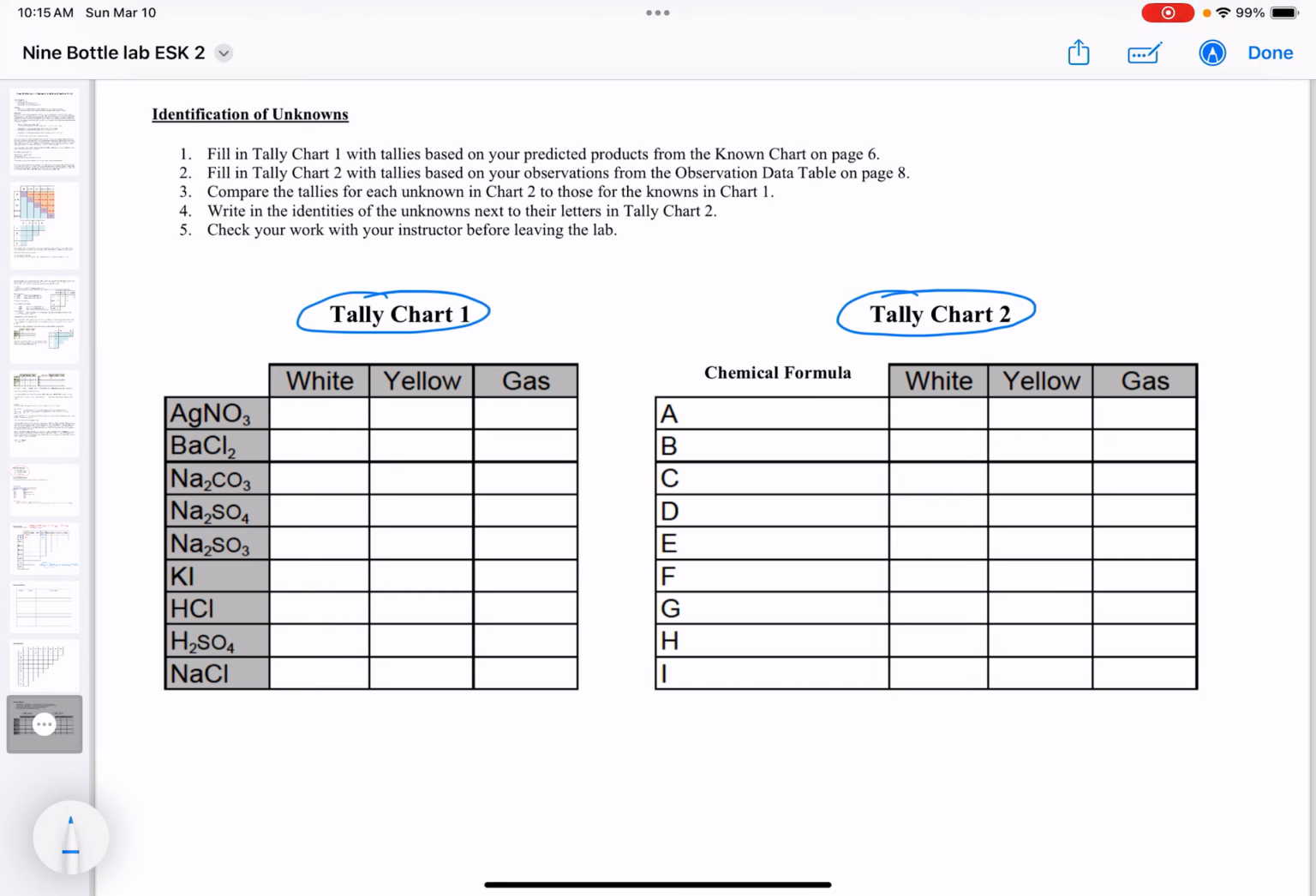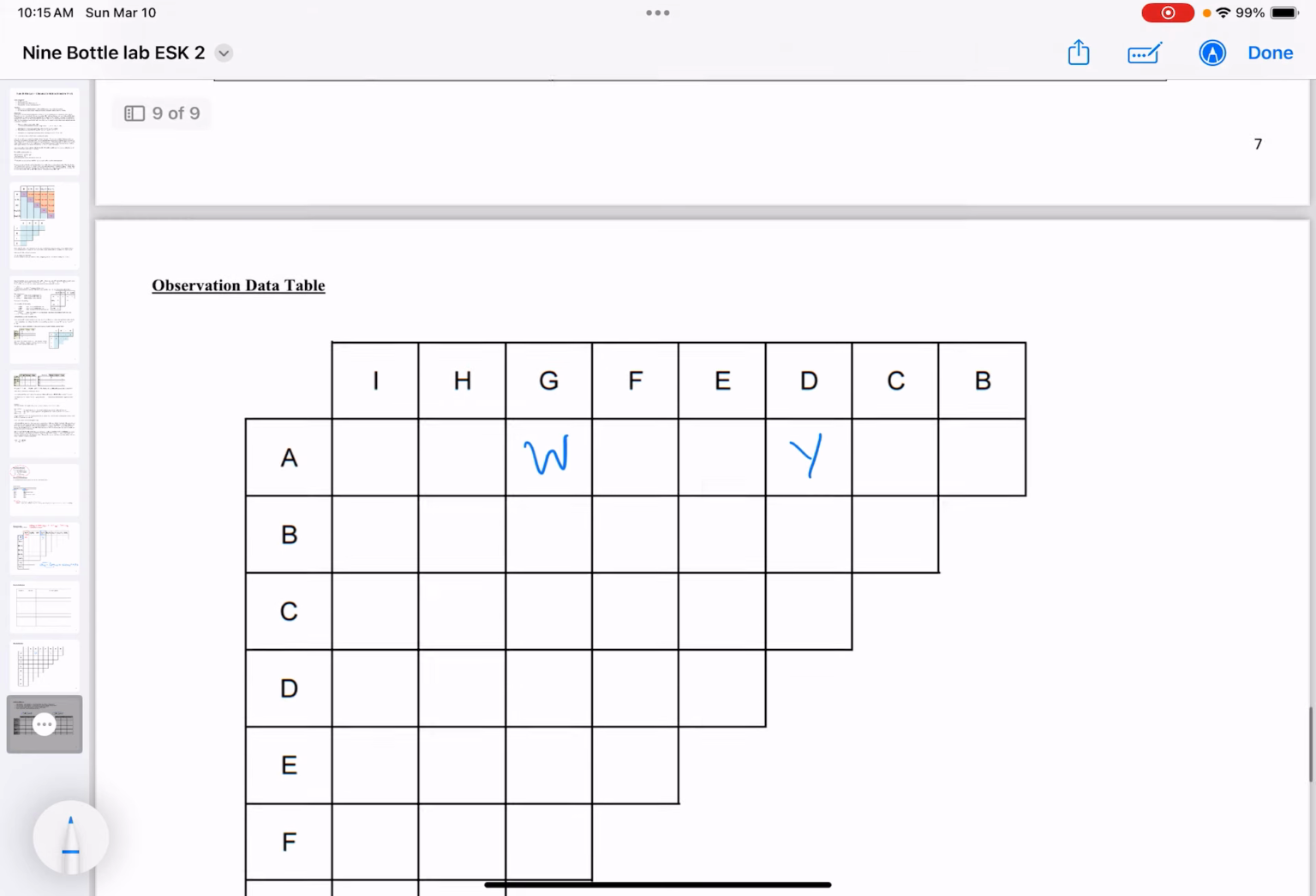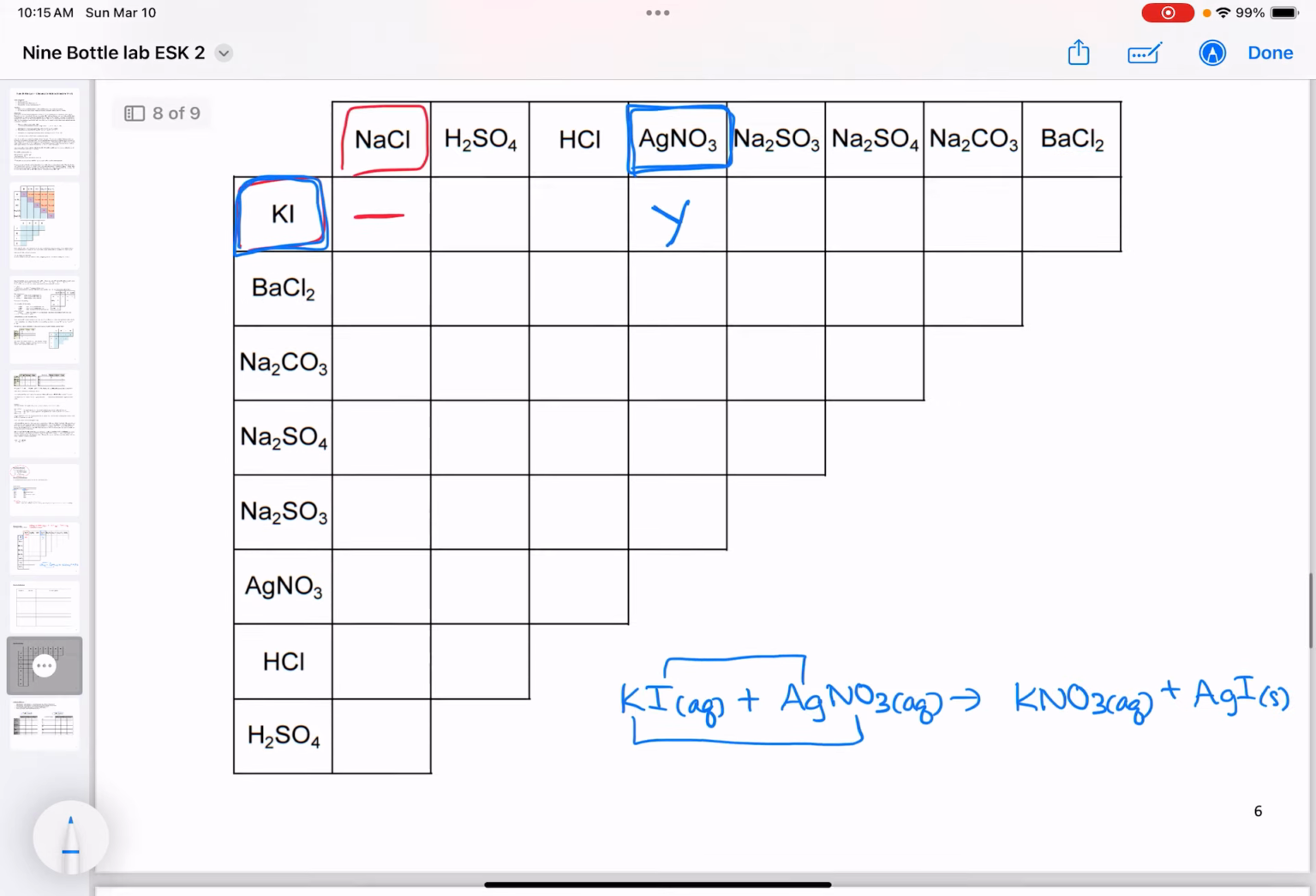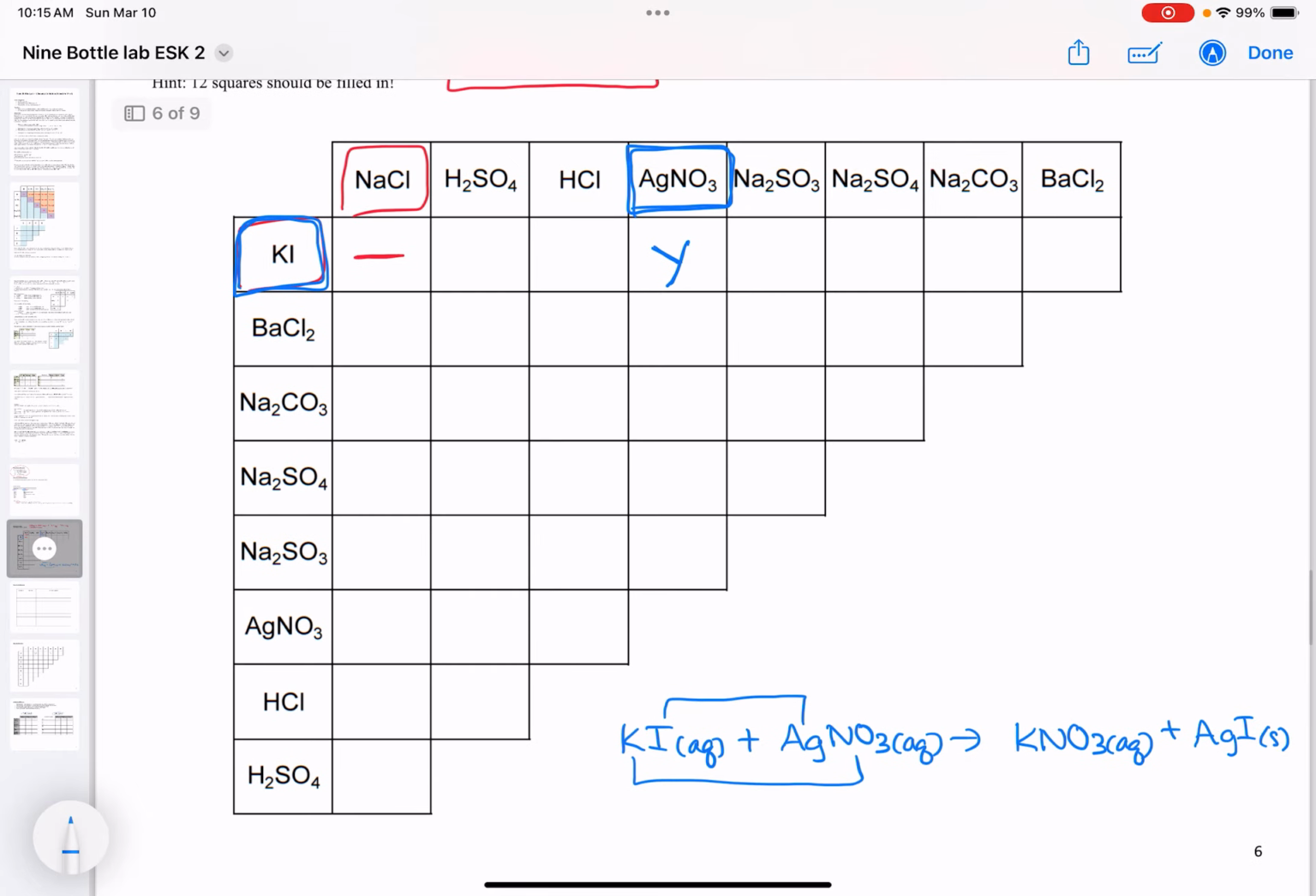And there's nothing to do after the lab. There's no post-lab. So by the time you're done with the lab, you'll know that you have 20 out of 20 points. However, you do have to complete this entire chart first and figure out which things form products.